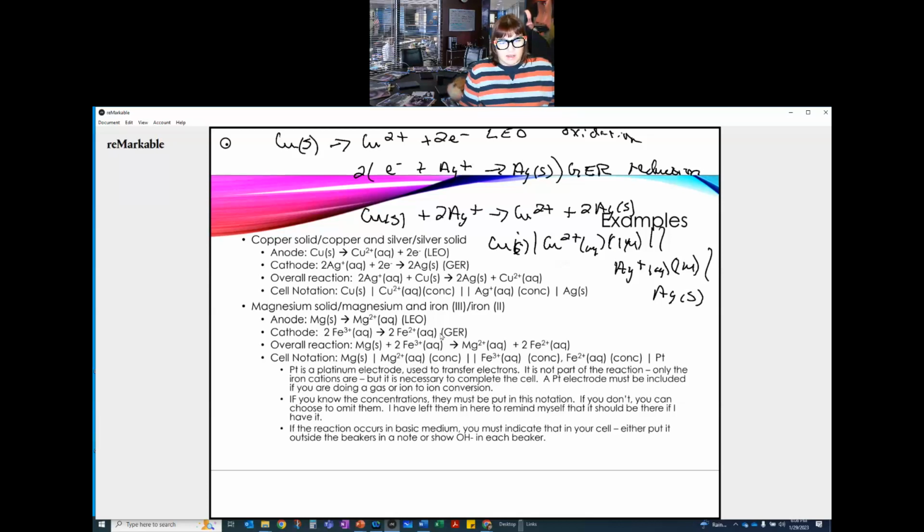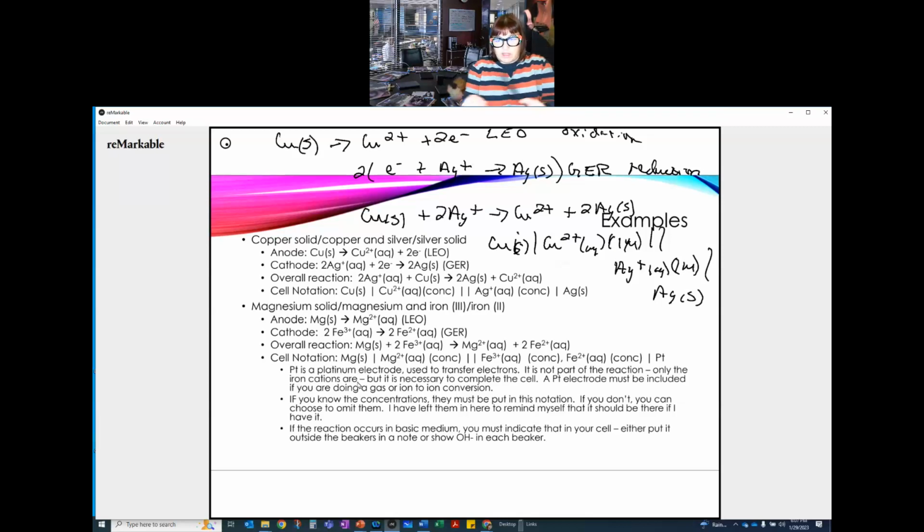We can talk about magnesium solid going to magnesium, and iron 3 going to iron 2. My anode is Mg solid going to Mg2+, and that's lose electrons, oxidize. My cathode, 2 Fe3+ goes to 2 Fe2+. Gain electrons, reduced; we gain 1 electron to go from 3+ to 2+. My overall reaction: Mg solid plus 2 Fe3+ goes to Mg2+ plus 2 Fe2+. My cell notation here is going to be Mg solid goes to Mg2+, that's aqueous.